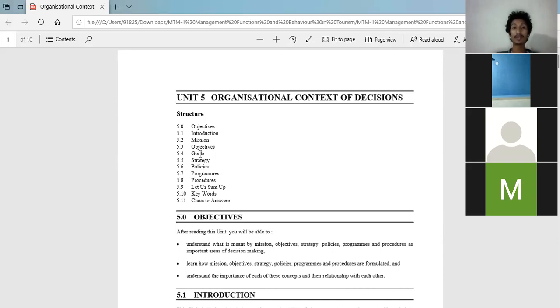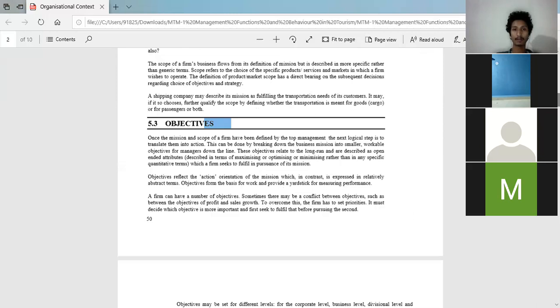So goals are the aims. Always remember, goal means aims. Strategy means planning. Policy means rule.